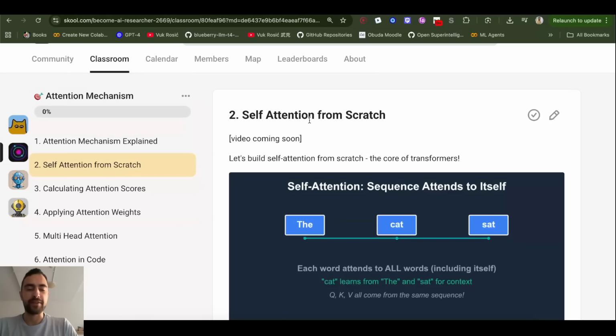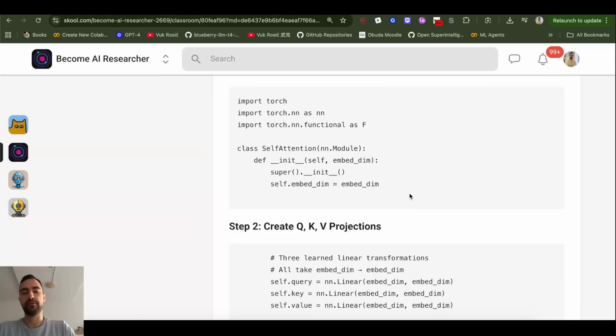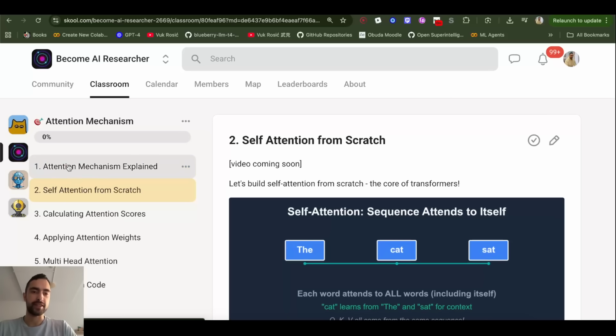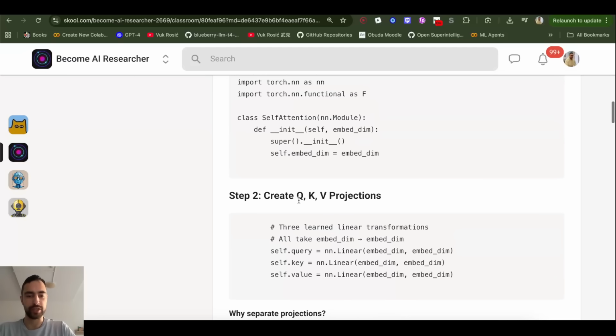Welcome to the Self-Attention lesson. Here we will focus more on code, so you can check the first lesson, Attention Mechanism Explained. And here it's the code implementation.